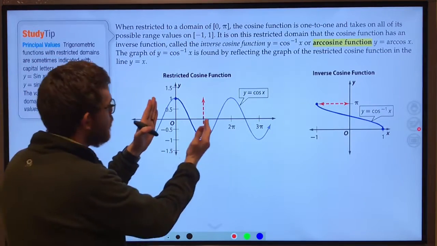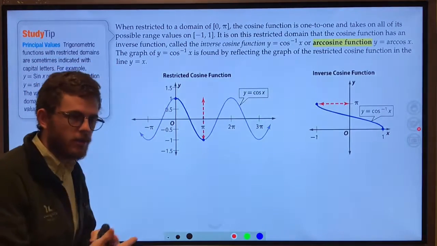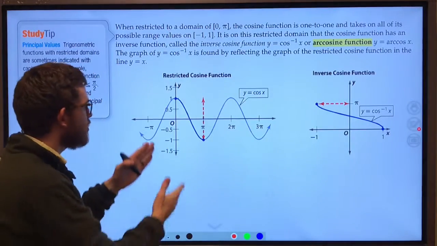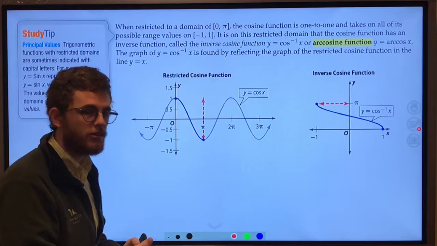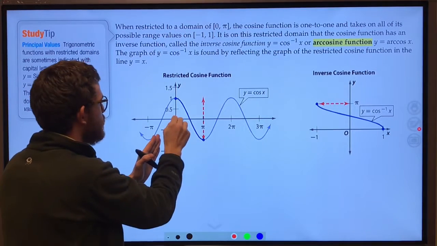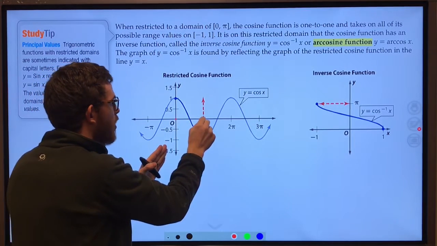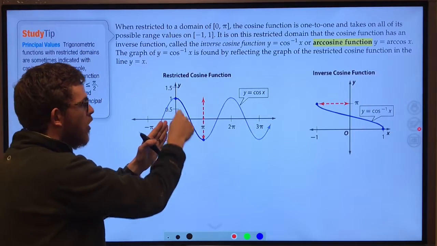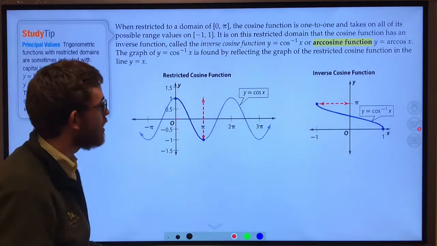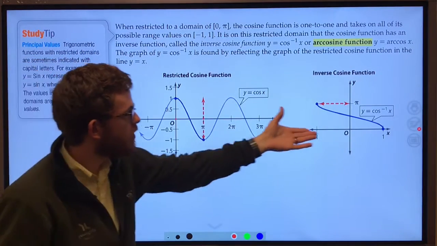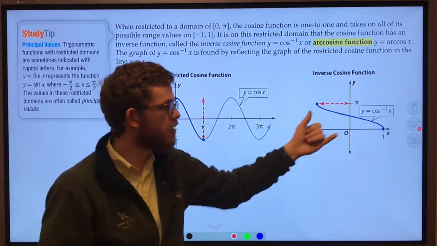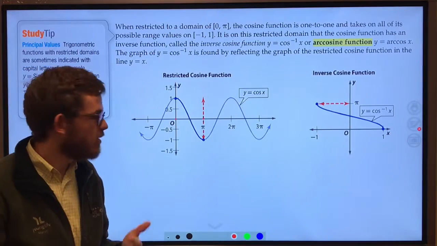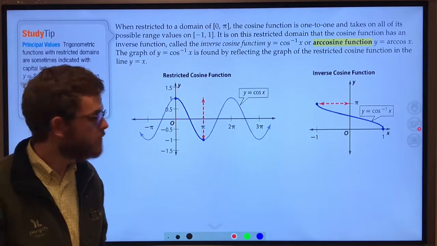So going as close to the origin as possible, looking at those smallest inputs, in order to get all of the outputs of cosine from -1 to +1, we restrict the domain between 0 and pi. Notice how that gets us all of the outputs there. And so when we graph the inverse cosine function, it looks like this. When we exchange the inputs and the outputs, we see that that is our inverse cosine function.